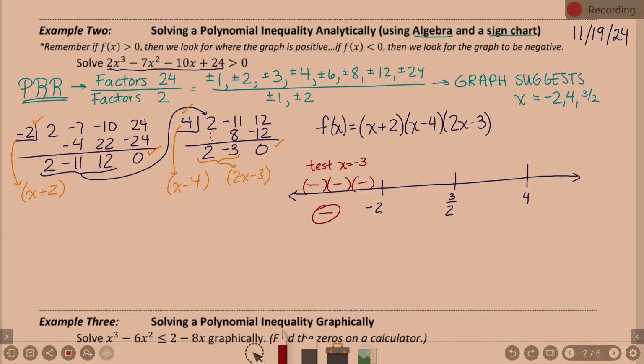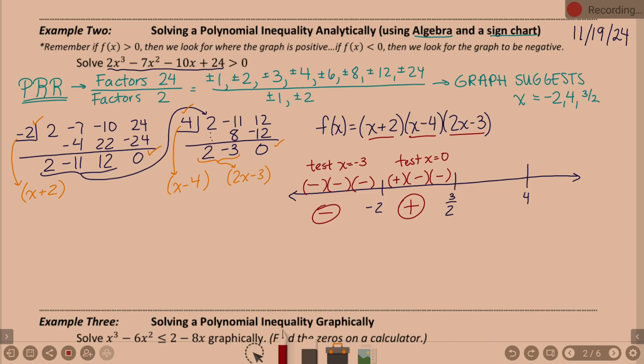Okay, what about between negative 2 and 3/2? 0 is an easy one to use there. 0 plus 2 results in a positive. 0 minus 4 results in a negative. 2 times 0 minus 3 results in a negative. A positive times a negative times a negative is going to be a positive.